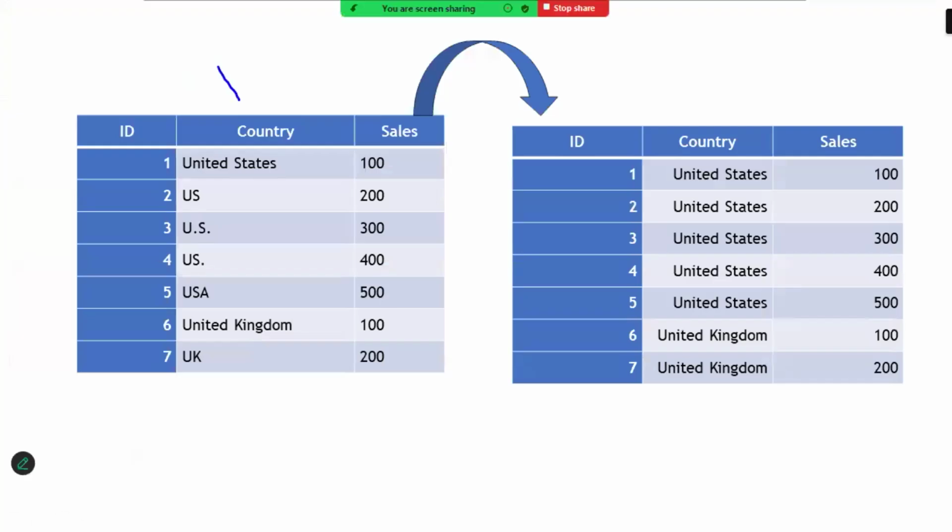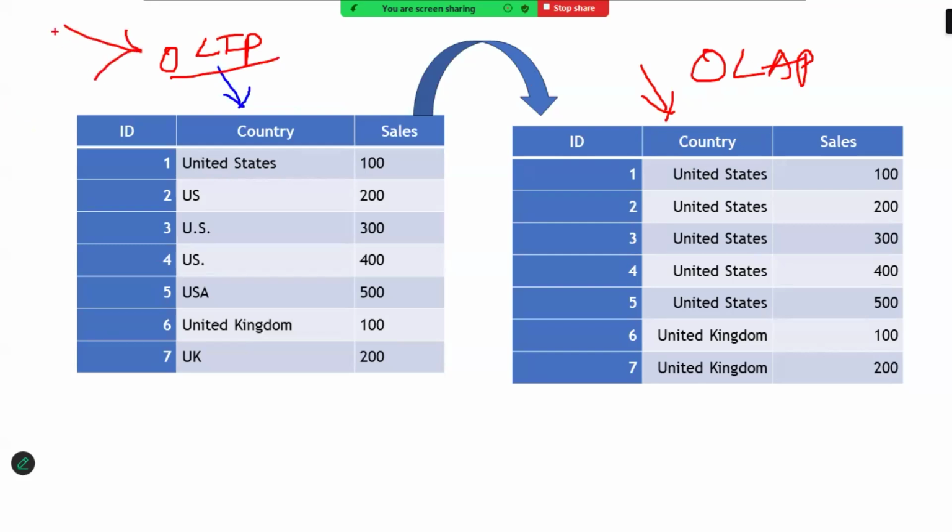This is how the data will be in the OLTP. Take this first table is how the data will be in the OLTP. Take this second table is how the data in the OLAP. Generally, OLTP will get the data from different people. Let's say in the Amazon or Flipkart, only one customer will place the order or multiple customers will place the order. Multiple customers. Each customer can input the data in a different format.